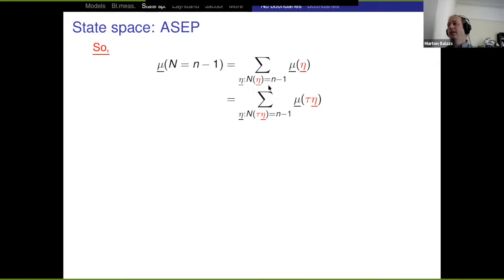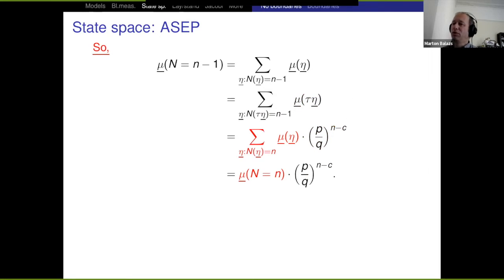And now you say, okay, this is a sum. So I'm going to change variables. I'm going to use tau eta instead of eta. It's a 1-to-1 map, so tau is just a shift. So it's 1-to-1, so that's a new summation variable. Now I'm going to use what I learned before. I learned that n of tau eta is one less. So if n of tau eta is n minus 1, then n of eta is equal to n. So I know that. And I also learned in the previous slide that mu of tau eta can be expressed with mu of eta, except for this factor here that has the conserved quantity. So everything is really nice.